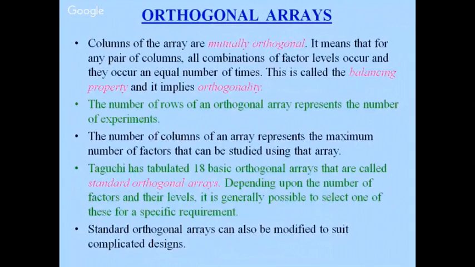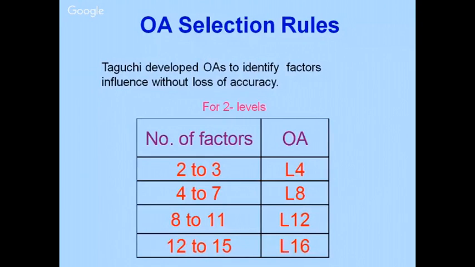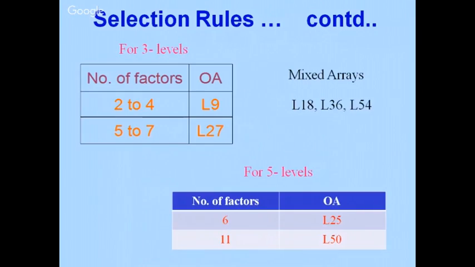So these are some ideas about the standard arrays. If you have 2-level factors, for 2 to 3 factors, you can use an L4 orthogonal array. 4 to 7, you can use an L8. 8 to 11, L12. 12 to 15, L16. 3 levels, 2 to 4 factors, you can use L9. 5 to 7, you can use L27. Then there are mixed arrays available, L18, L36, L50.